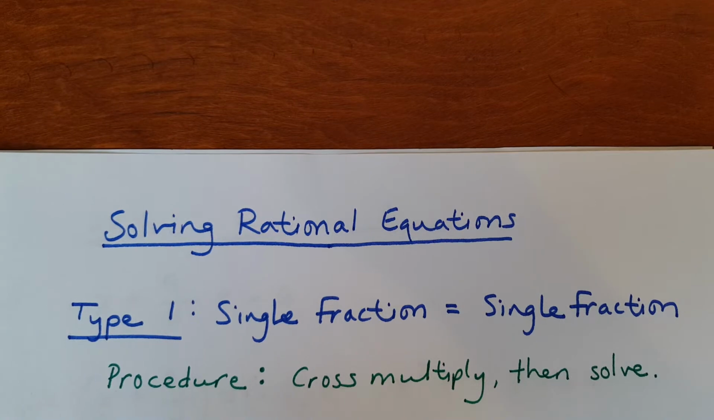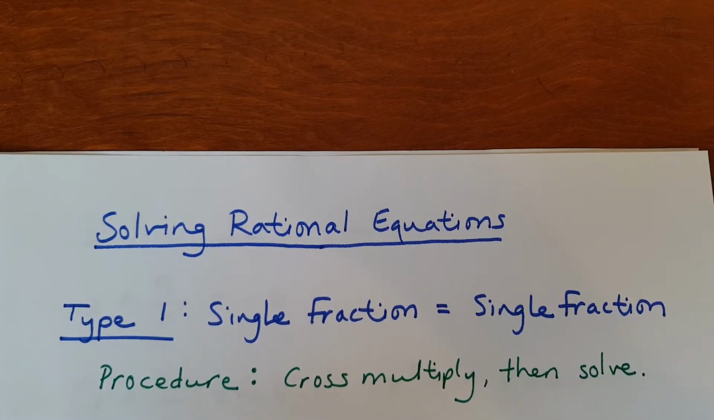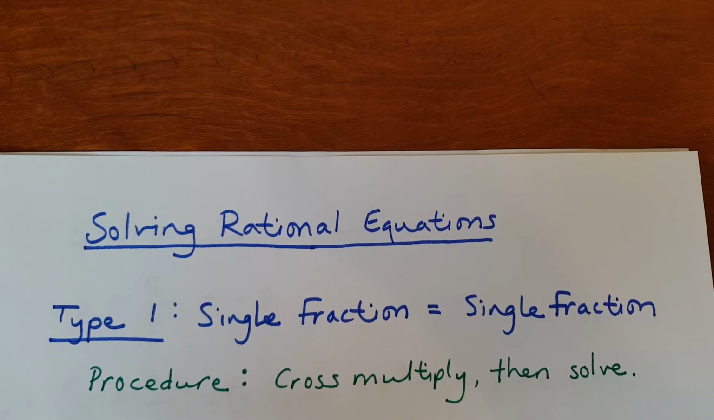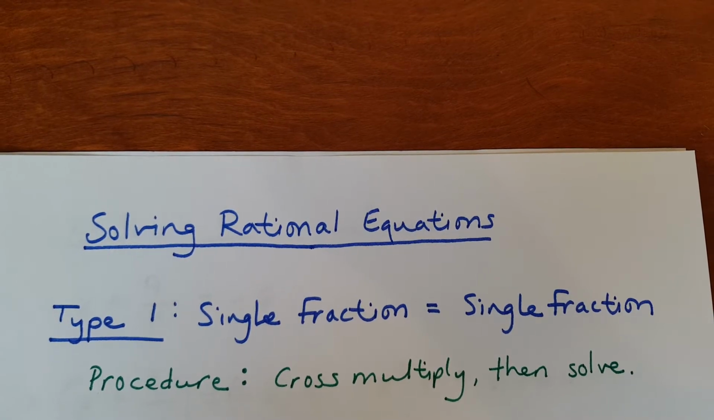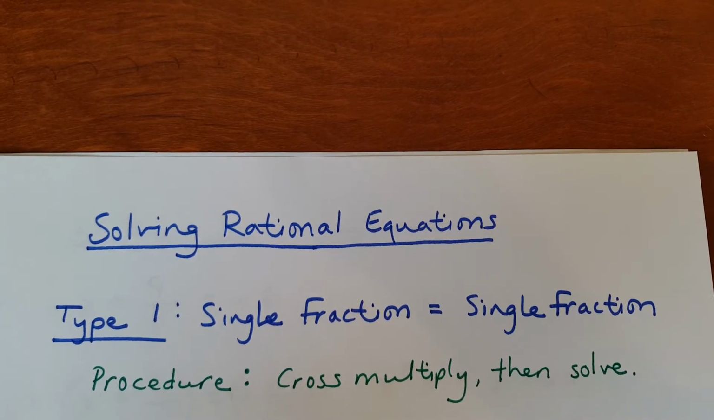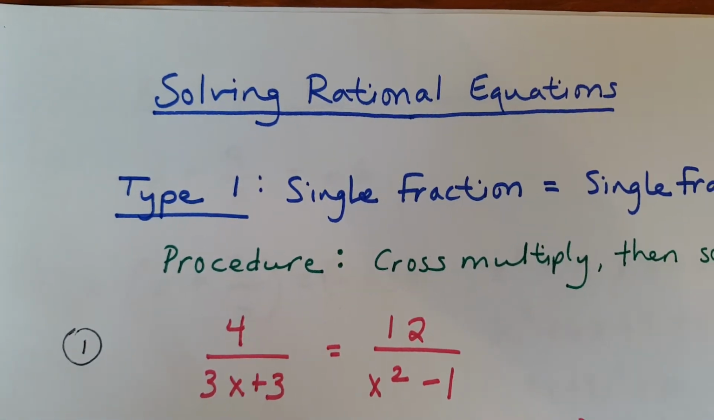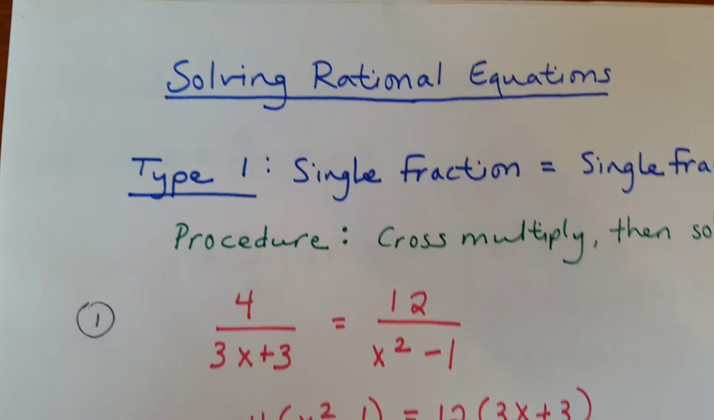If we have a single fraction equals a single fraction, our main procedure to get started is to cross multiply, and then we'll solve. I'll be moving pretty quickly through this video, so please pause it all the way through every time you need to so that you can stay caught up. First problem. Notice this is a single fraction equals a single fraction. All we need to do is cross multiply.